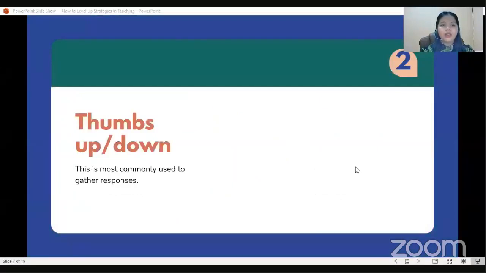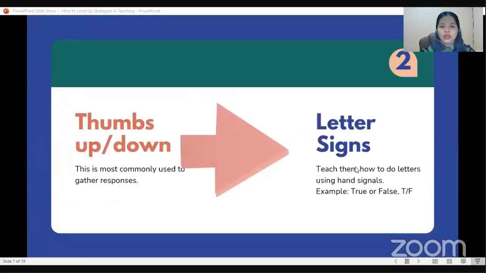Next, number two. Ito, aaminin ko na, ito yung pinakagamit kong strategy. So kung napanood nyo yung Vibal talk ko before, ito yung sinasabi ko na laging gamitin, kapag nagsosolicit tayo ng answer from the students. Pero I realize na masyado na siyang gamit. So, anong gagawin natin? Let's try to utilize or introduce the letter signs. My fellow teacher used this in her class. And aside from that, some of the students are already interested. Naalala niyo po ba yung bata tayo nung kinakabisado natin? A, B, C, ganyan.